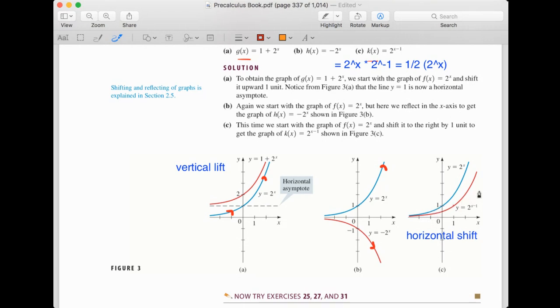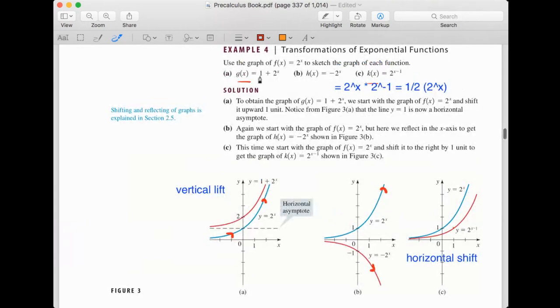Okay, horizontal shifting, reflection over the x-axis, and vertical shifting. Those 3 examples are very good examples to remember. Any questions?